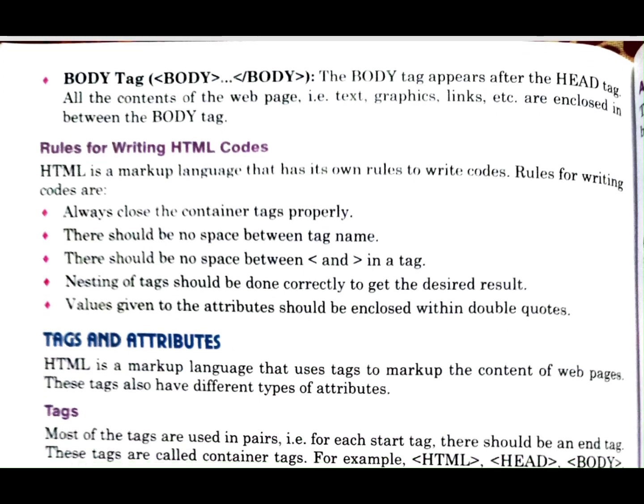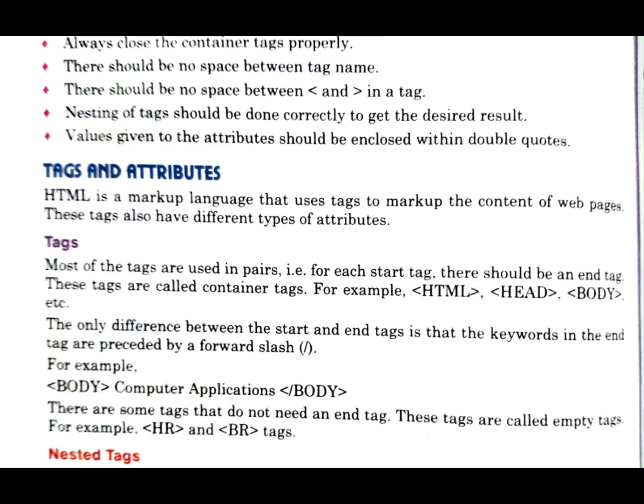Now come to tag and attributes. Let's learn about this. HTML is a markup language that uses tags to mark up the content of web pages. The tags also have different types of attributes. The first one is tags.